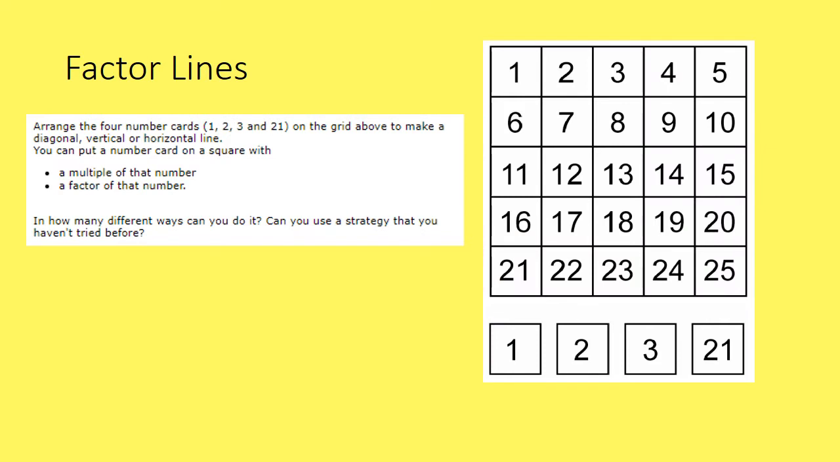So once you've spent some time on that first task, there's another new problem for you to have a look at for today. This one's called factor lines. So your task is to arrange the 4 number cards, 1, 2, 3 and 21 on the grid, and you're trying to make a diagonal, vertical or horizontal line, a bit like you do in noughts and crosses. But you can only put a number card on a square with either a multiple of that number or a factor of that number.